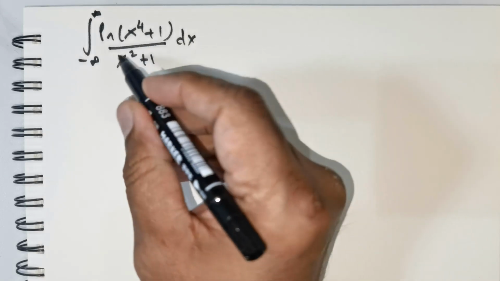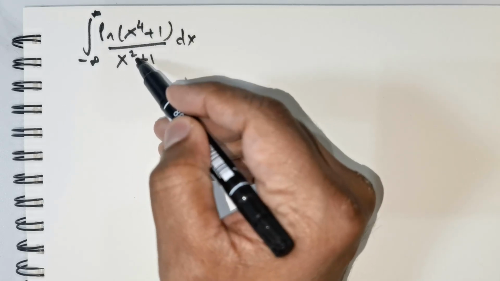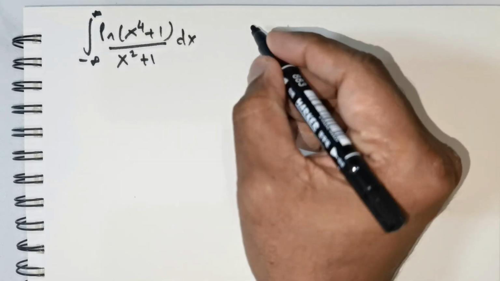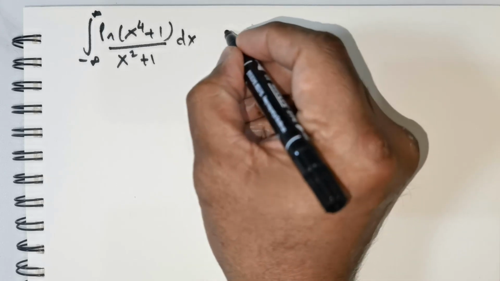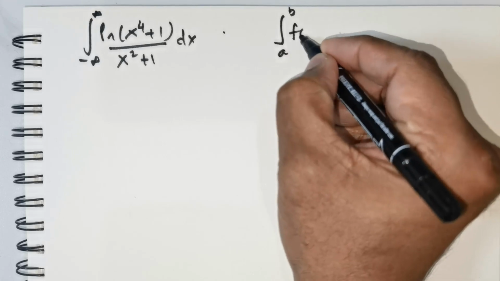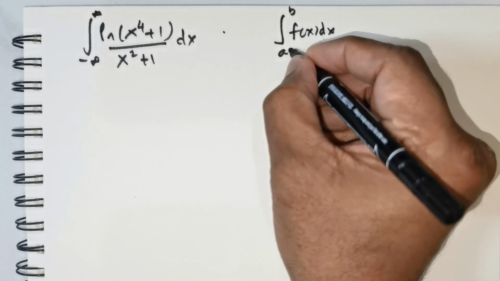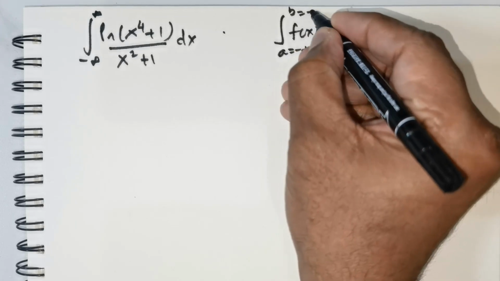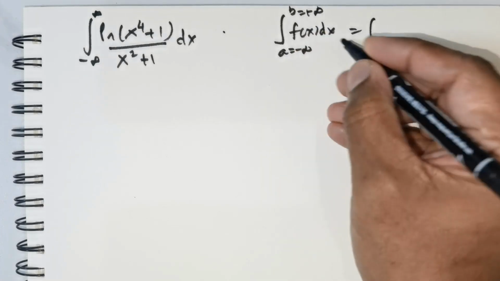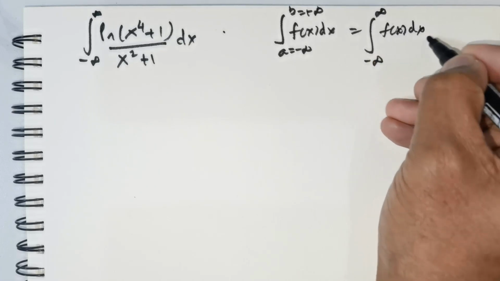So foremost, clearly you can see that the numerator and the denominator, both of them are even functions, and because of that I would be utilizing the all-important integral property. Suppose you got integral a to b f of x times dx. In this case a is negative infinity and b is positive infinity. So let me rewrite it in this fashion: negative infinity to positive infinity f of x dx.